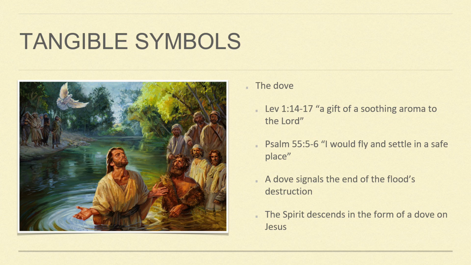So another tangible symbol in the Bible is the dove. The symbol of the dove appears in many different contexts and passages, but most, if not all, tend to symbolize peace. We read in Leviticus 1:14 through 17, it describes the offering of doves as follows. "If his offering to the Lord is a burnt offering of birds, he must present his offering from the turtle doves or from the young pigeons. Finally, the priest must offer it up in smoke on the altar on the wood which is in the fire. It is a burnt offering, a gift of a soothing aroma to the Lord."